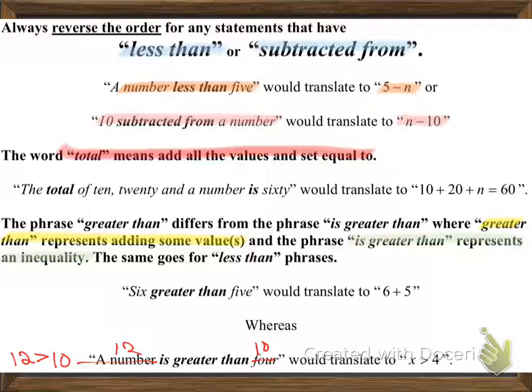You can kind of remember "is greater than" is an inequality, because inequalities, when we get to 8.4, we'll talk about this, are similar to equations. So the word "is" means equals. So it's kind of like a prefacing to the inequalities phase that we'll talk about. All right.